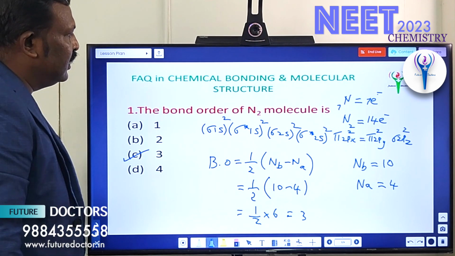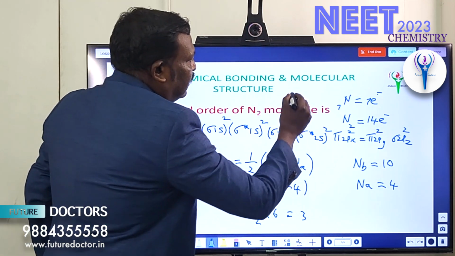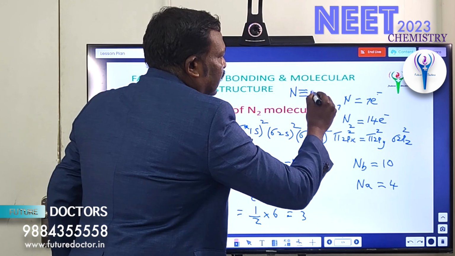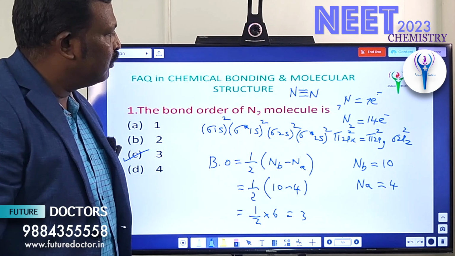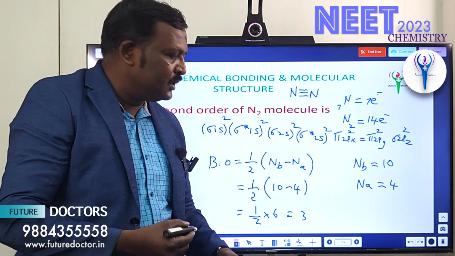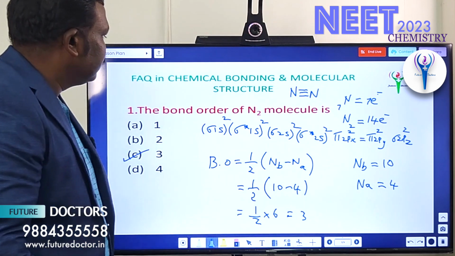For the nitrogen molecule, the bond order is 3. Only then are we writing N triple bond N. Understood? This is somewhat more stable. As the bond order increases, the stability of the molecule also increases. Understood? Are you following?